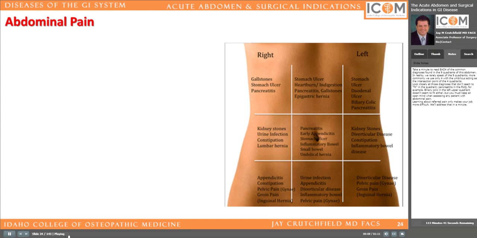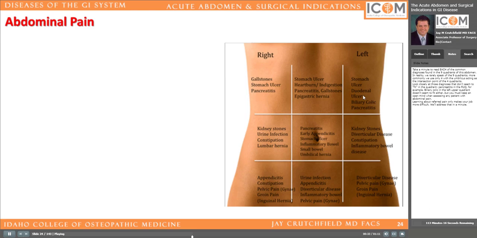In reality, we rarely speak of these 9 regions. More commonly, we use only 4, with the umbilicus acting as the intersection point of these 4 quadrants. Look closely at these diagnoses and see how some do not seem to fit in the respective quadrant. Pancreatitis, for example, is in the right upper quadrant. Biliary colic in the left upper quadrant doesn't really seem to fit either.